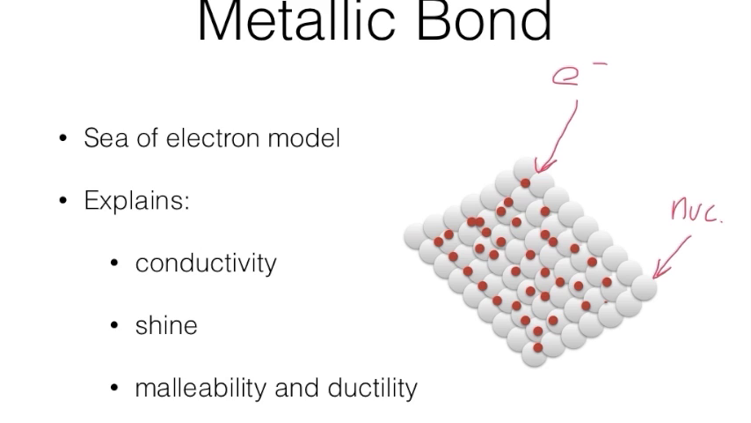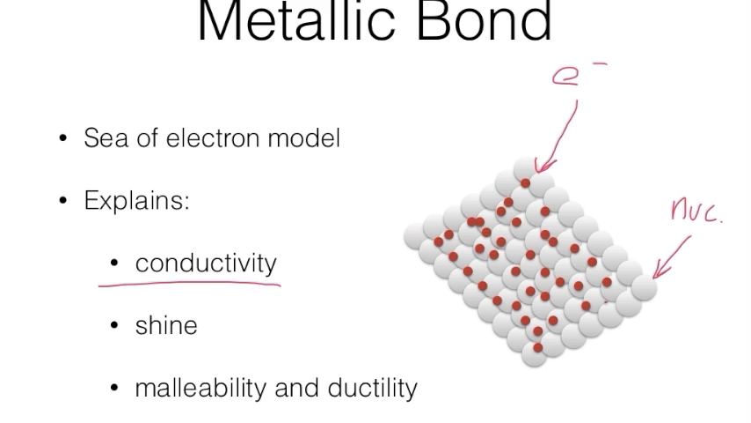Okay? The nucleus. And each of these red spheres represents electrons. Now, since I drew this, it's not very pretty. And there's not a lot of electrons. There's supposed to be a lot more electrons. So that it's kind of like these nuclei are just swimming in a sea of electrons. Okay? And this explains the properties of metals very well.